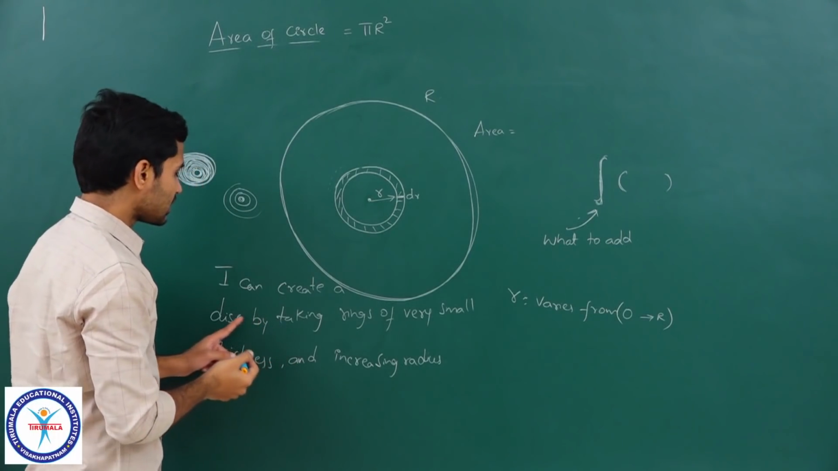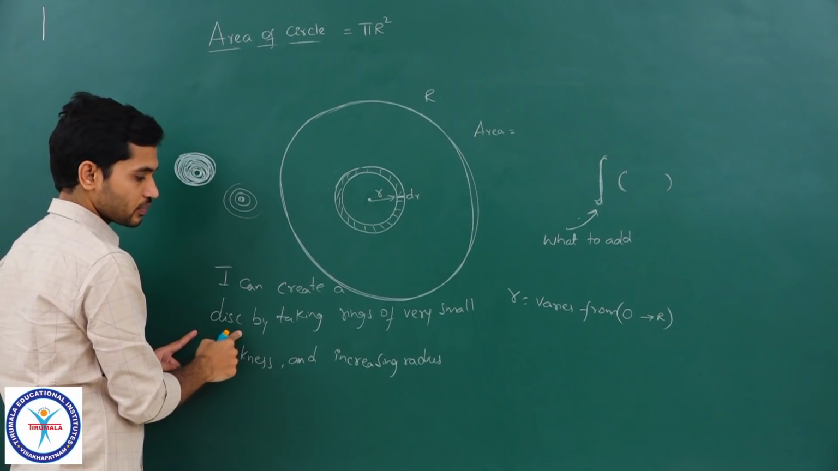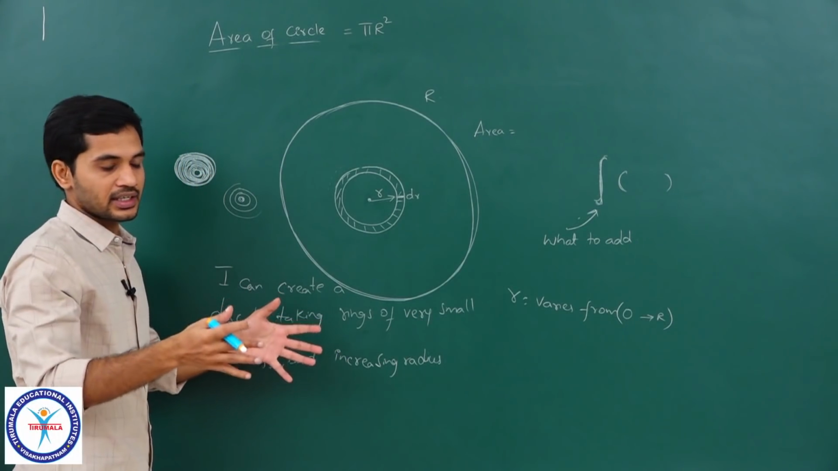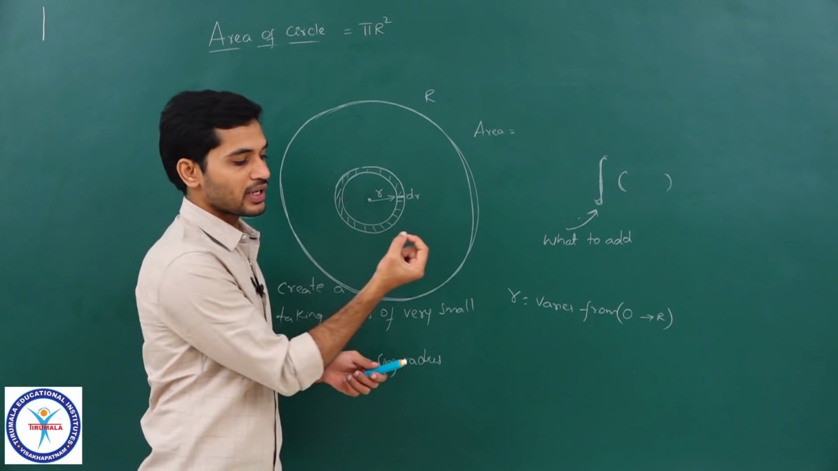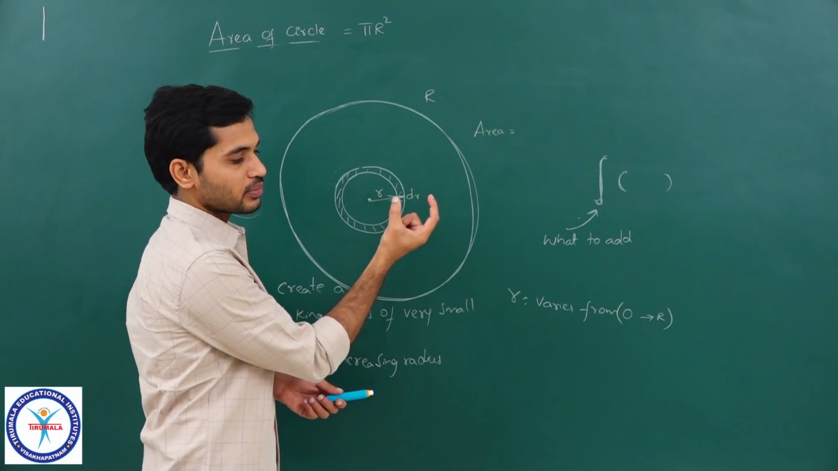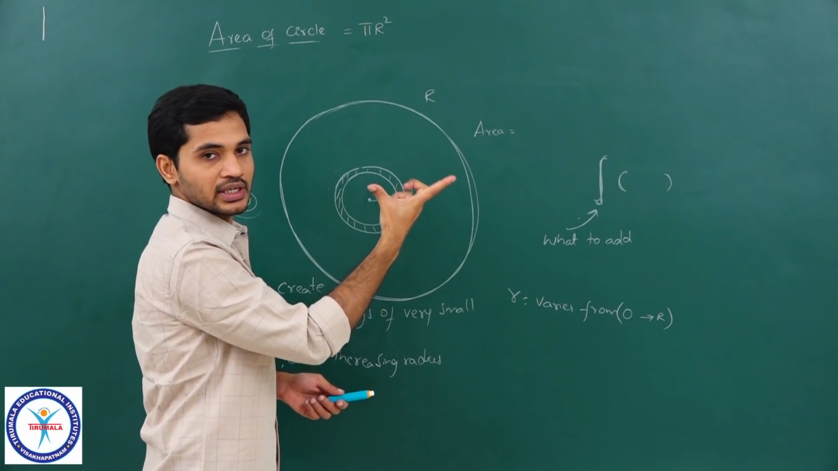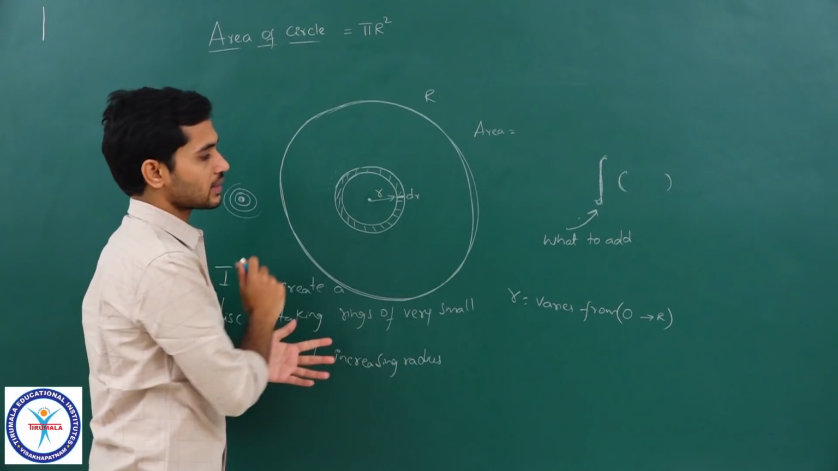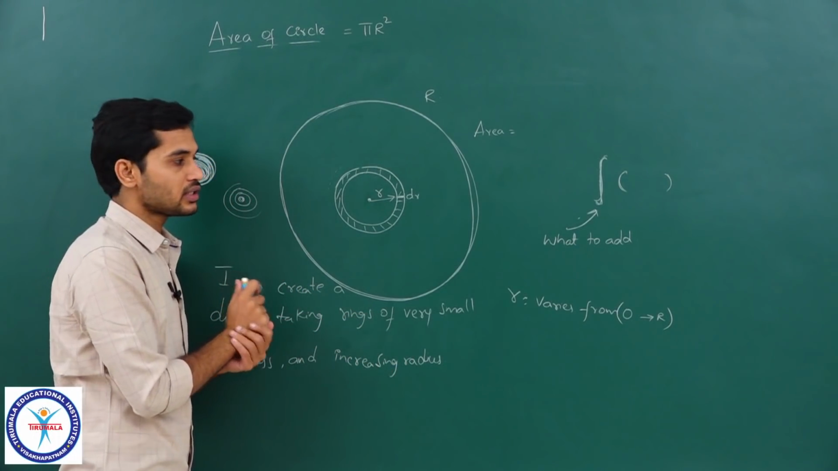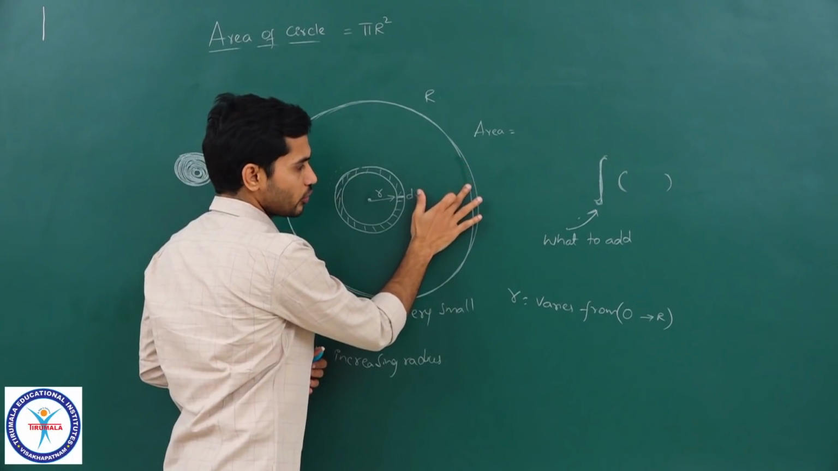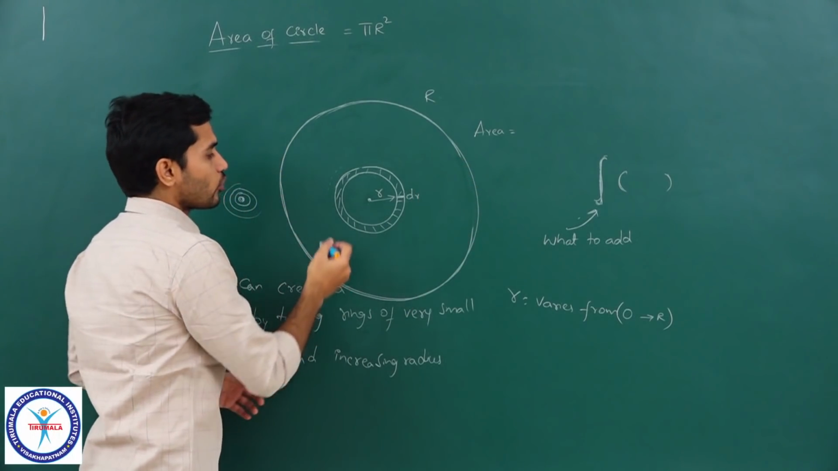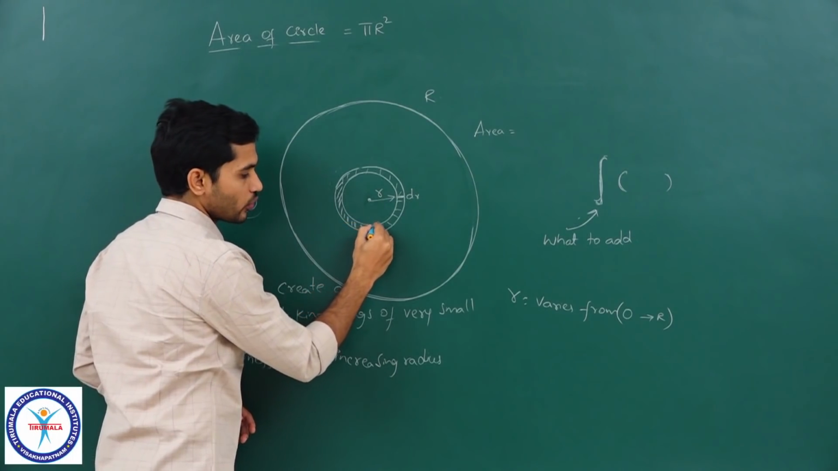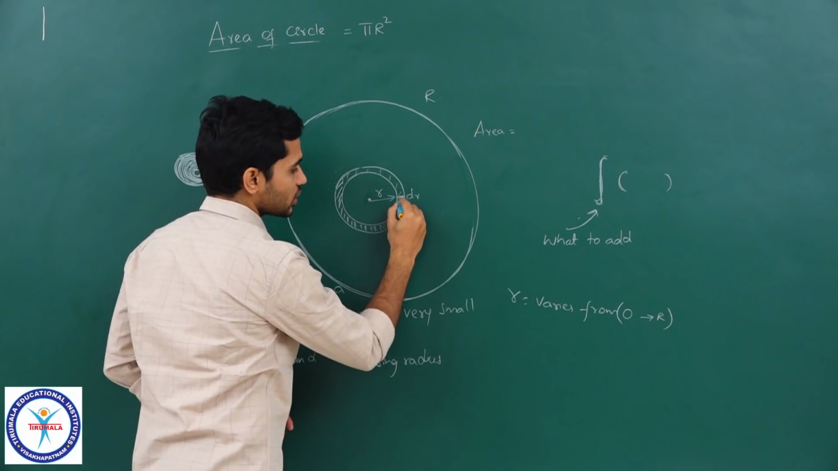So that is what I have written here. I can create a disc by taking rings of very small thickness and increasing radius. So one ring will be like this. Outside that there will be another bigger ring, another bigger ring, another bigger ring, and it will eventually become a disc. Correct? So that is how I am viewing it. Clear? Now what I am going to do is find the area of this ring, the one which I have shaded here. So I am going to find the area of this shaded part.